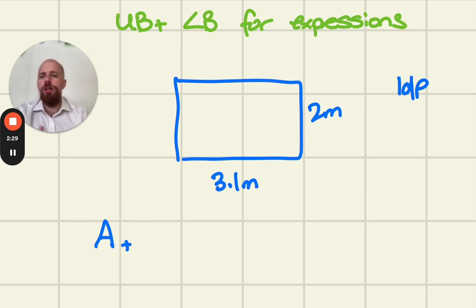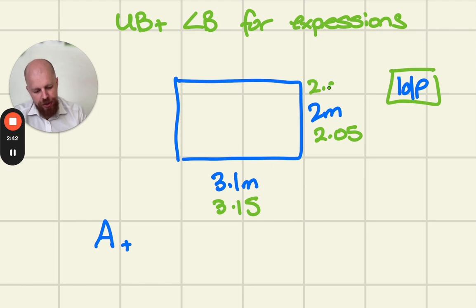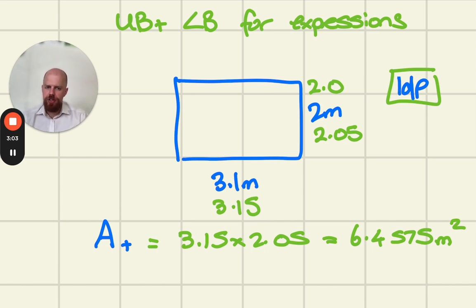If you need practice on it, go back and look at my last video on upper and lower bounds. The upper bound of the width is 3.15 and the upper bound of the height is 2.05. A common mistake there is not realizing that actually that measurement is 2.0 because it's correct to one decimal place. From here, to find an upper bound for the area, we would do 3.15 times 2.05, which we put in our calculator to get 6.4575 meters squared. You can then round it if the question needs. That is how you find the upper bound for the area.